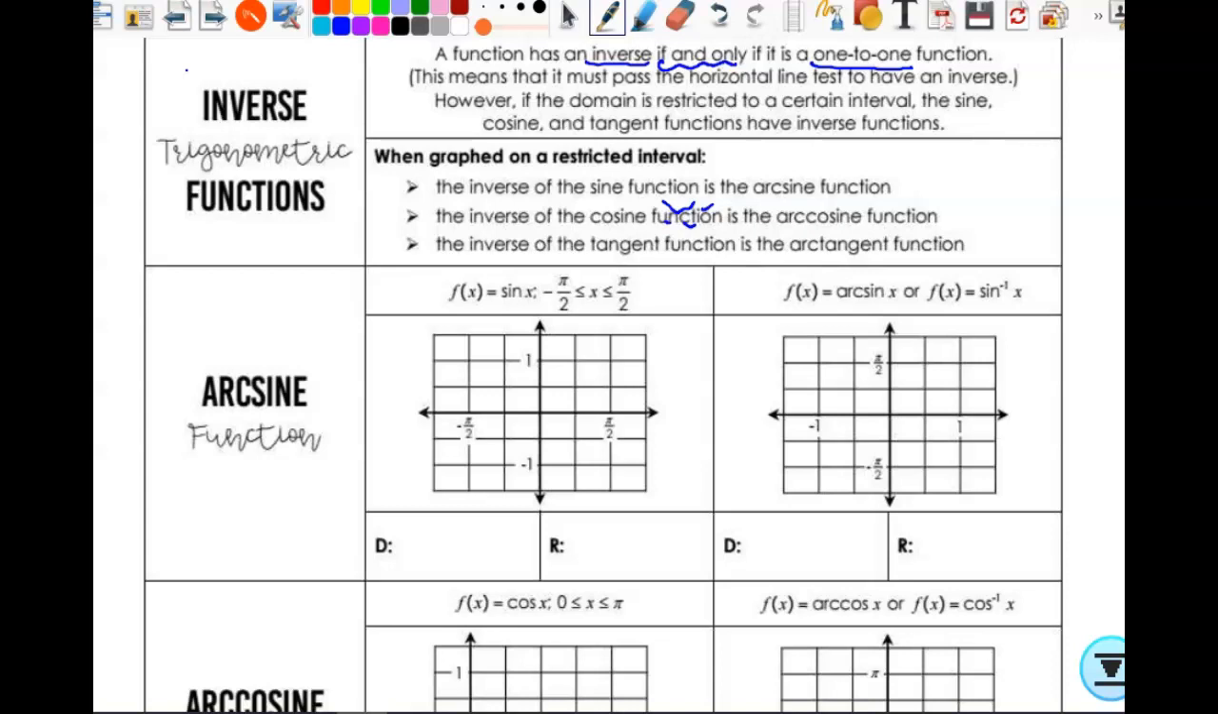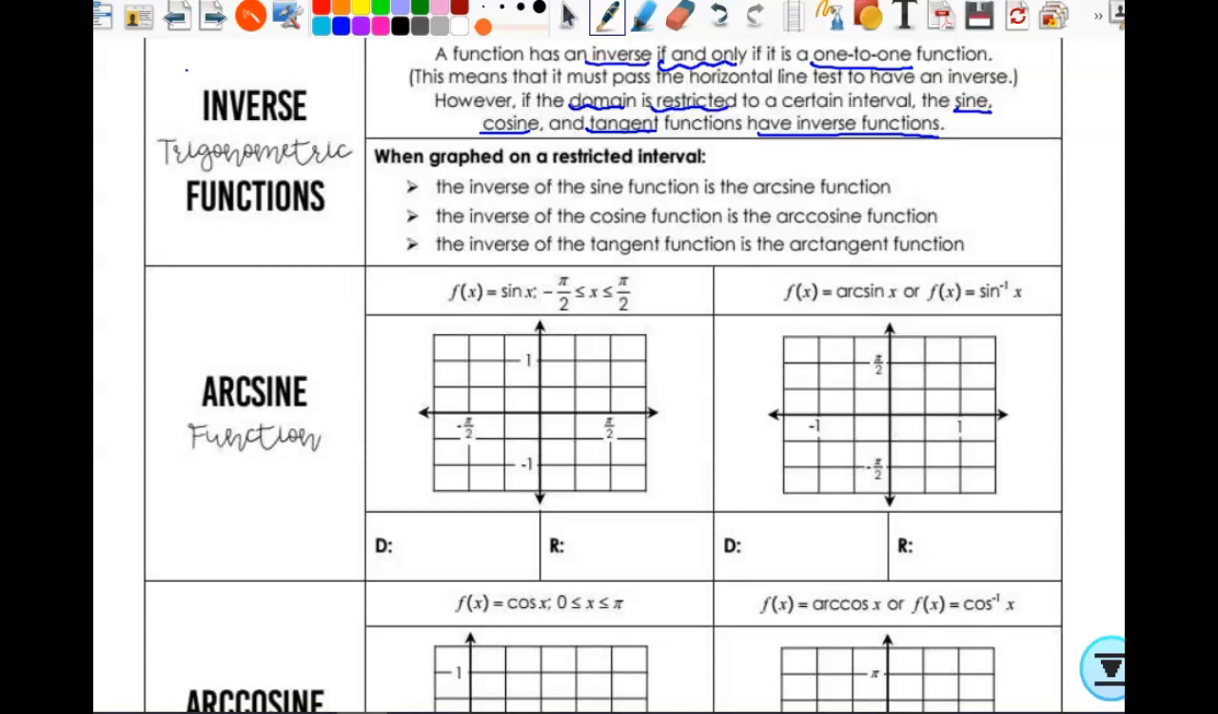But we know that we've been doing sine inverse, so clearly it has an inverse. So here's where things change a little bit. It says, however, if the domain is restricted to a certain interval, the sine, cosine, and tangent functions have inverse functions. Okay, so that's why we get to have inverses, because we're going to restrict the domains.